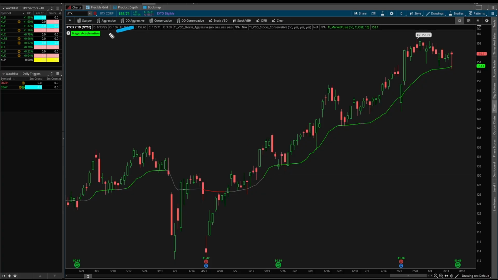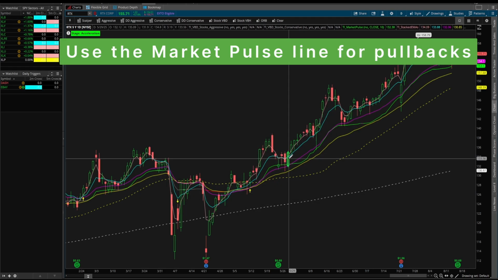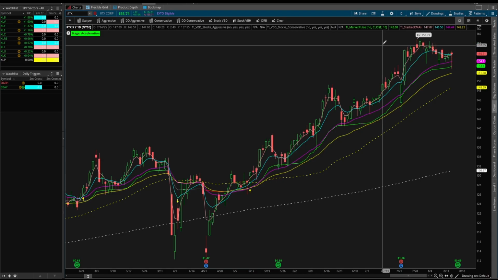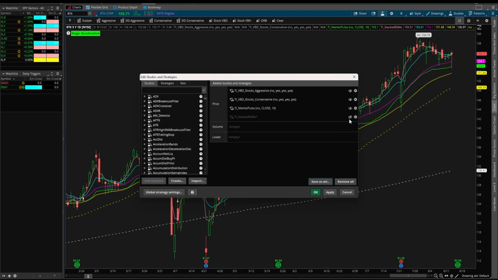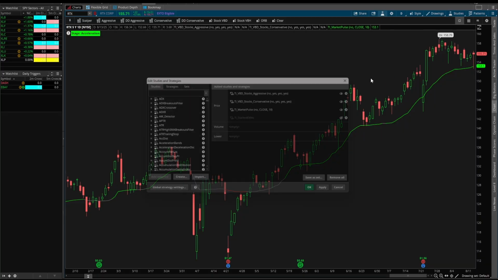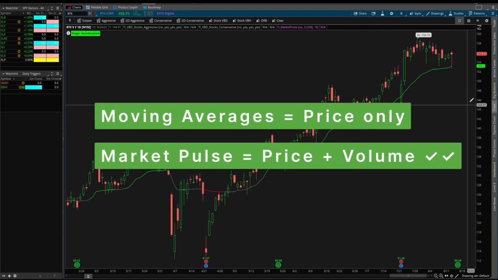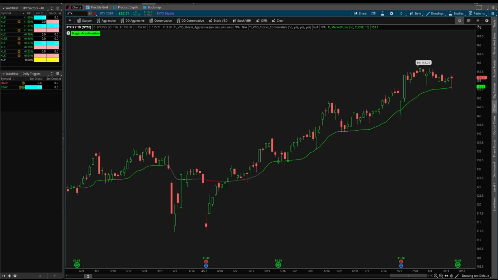So now we've answered the question: what market stage are we in, and how long have we been in this market stage? You also have one very clear line that you're looking at for pullbacks. There's not a bunch of lines like you get with moving averages, where you're left guessing, is it the 8 EMA, the 21 EMA, the 34 EMA, which one do you pay attention to? No, none of that. Instead, you have one very simple line, and the beauty of the market pulse is it also accounts for volume. Moving averages only look at price action. The market pulse looks at both price and volume, which I think gives you the best of both worlds.